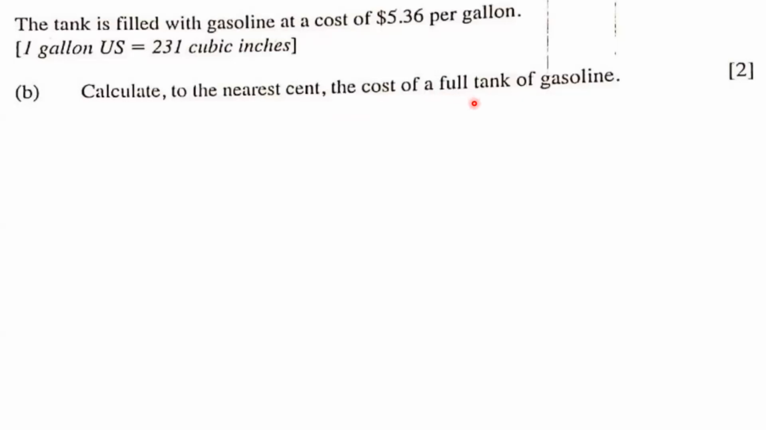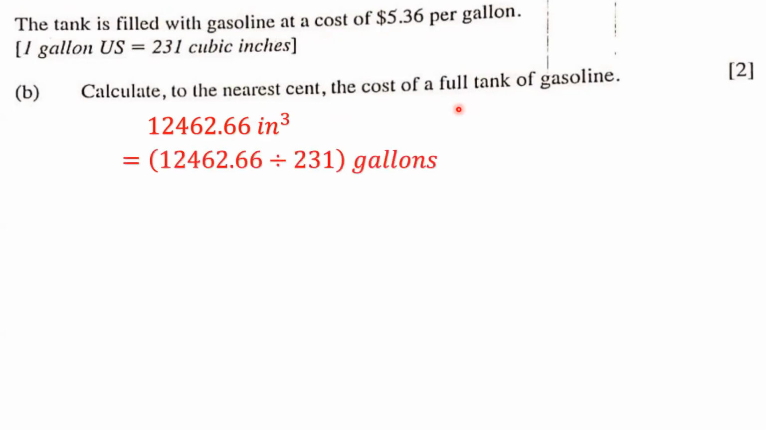All right, so in order to do this, we need to take 12,462.66, and because this is inches cubed, we need to change it into gallons. How do we do that? We divide by 231, and that's going to give us 53.950900909 gallons. So we took 12,462.66 inches cubed, and we converted it into gallons by dividing by 231.